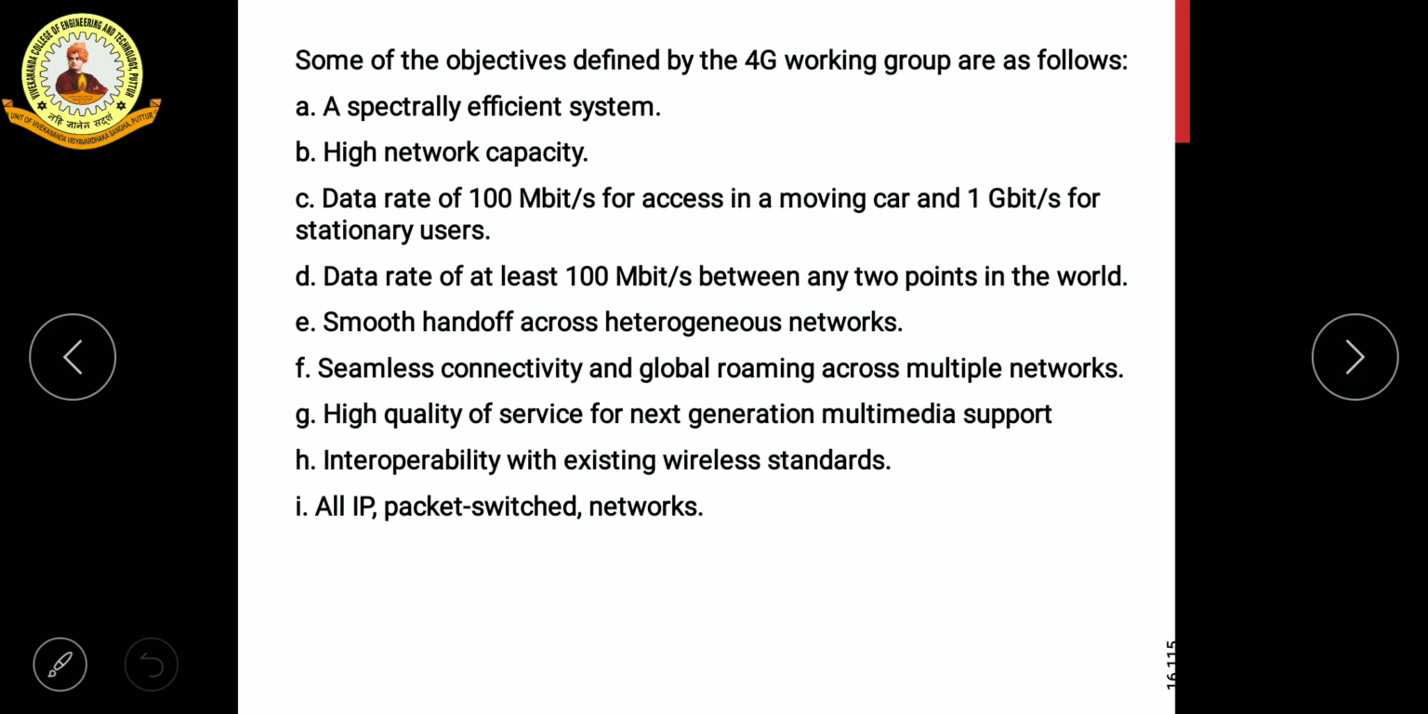Then smooth handoff across heterogeneous networks. Then seamless connectivity and global roaming. High quality of service for multimedia. Then interoperability with existing wireless standards. Then all-IP packet switched networks. So these are packet switched networks. So these are some of the characteristics or features of the 4G network.